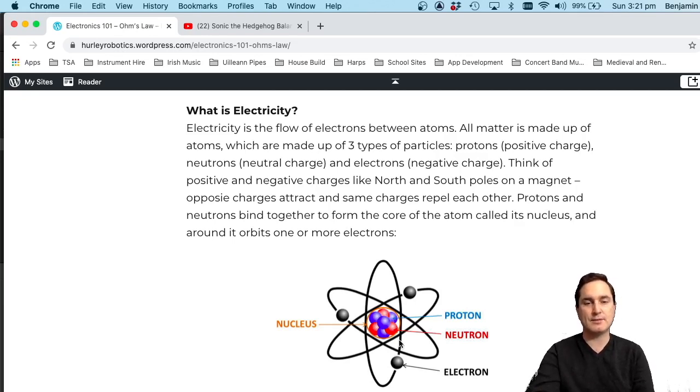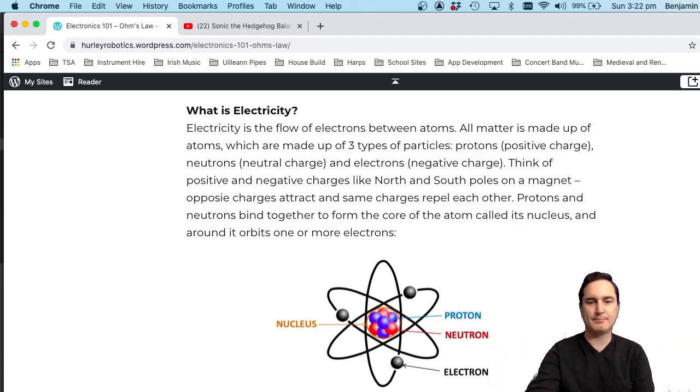And the atoms themselves are made up of three different types of particles: protons, neutrons, and electrons. Now, protons have a positive charge, kind of like the north pole on a battery. Neutrons have a neutral charge, they don't have any charge. And the electrons spinning around the outside have a negative charge, kind of like the south pole on a battery, and just like on a magnet. And just like magnets, opposite poles attract and the same poles repel. So a positive and a negative will attract each other, and two positives will repel, two negatives will also repel.